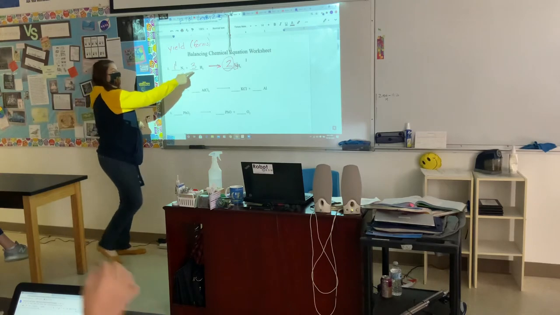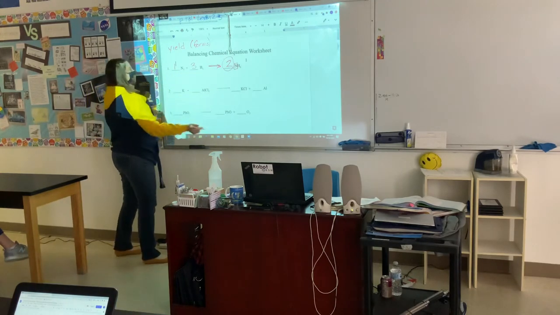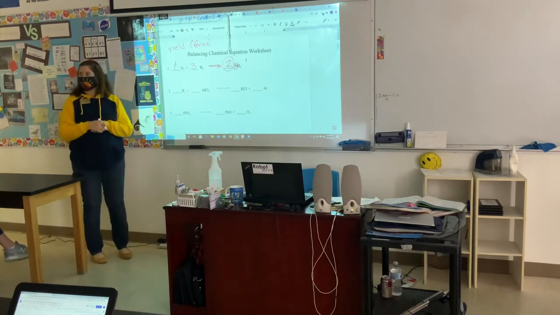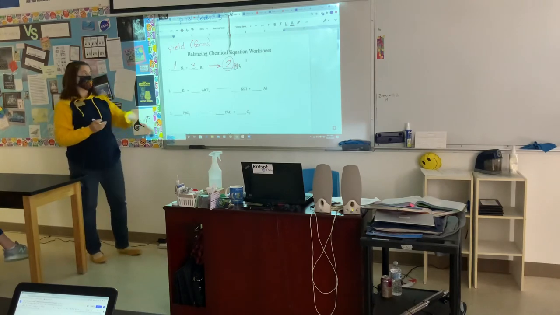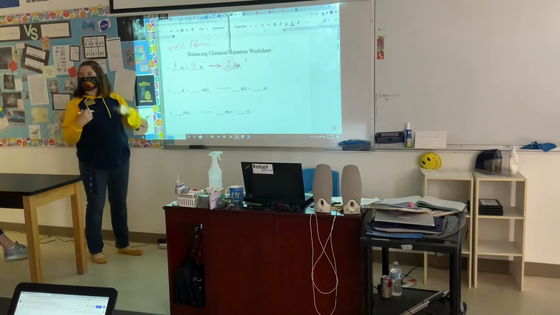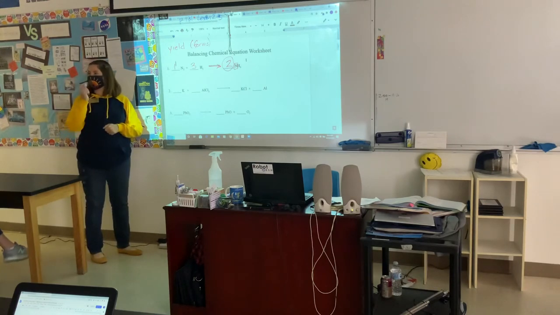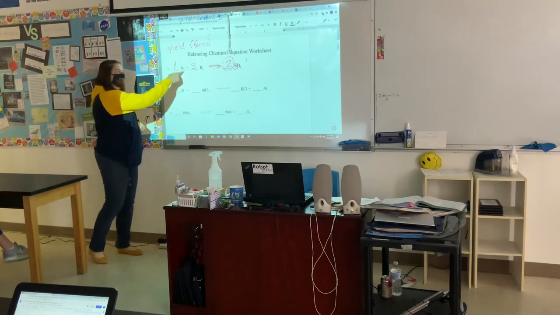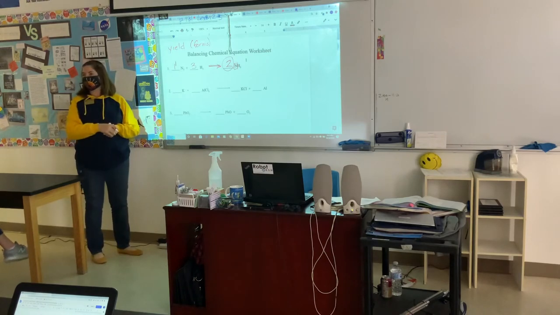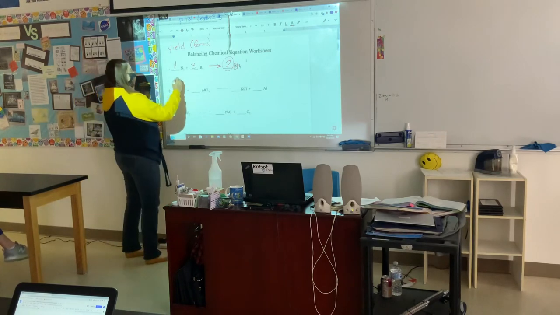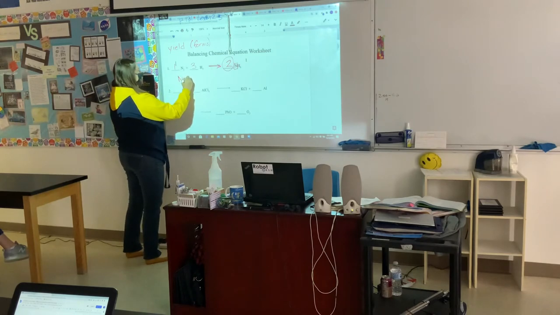One and three and two. Do I have to write the one? No. It is okay to not include the one, but I include the one just to say, check, I did it. I know that there's only one of this molecule. But quite often when people write this out, they would just write it like this.